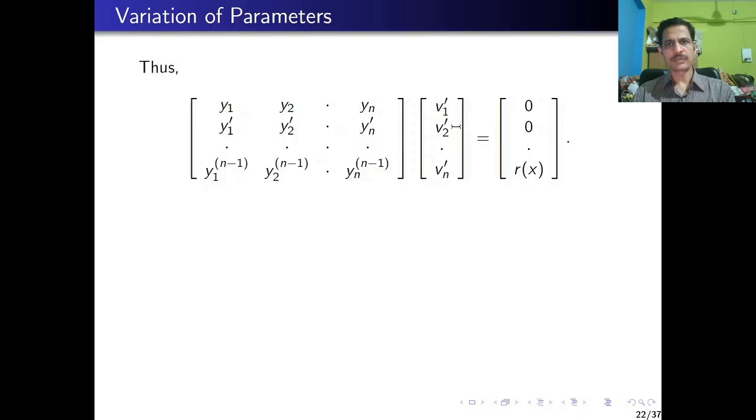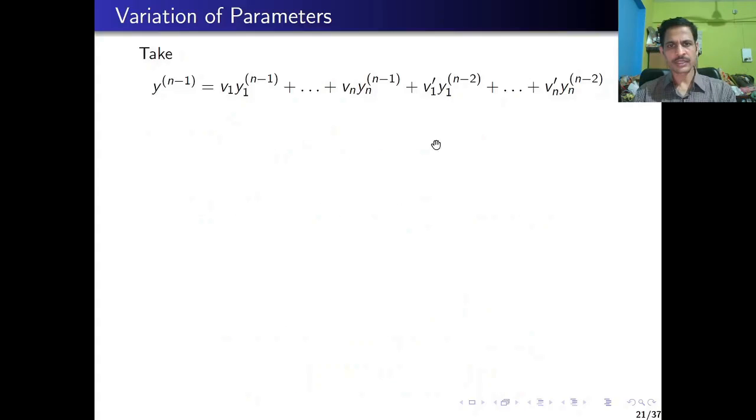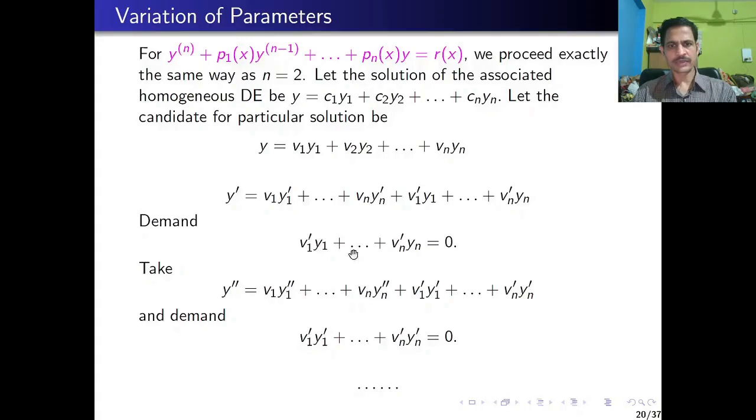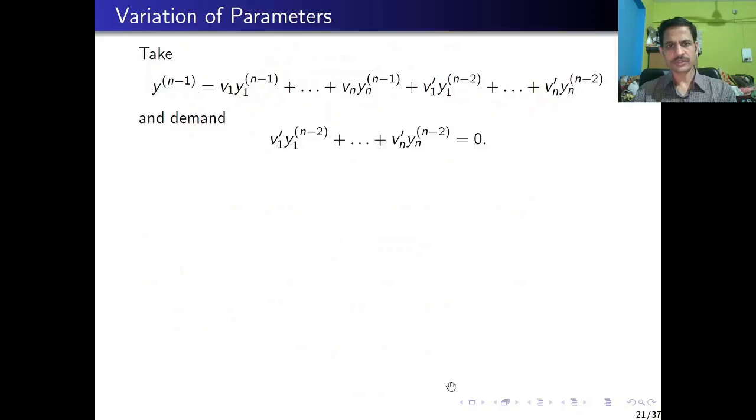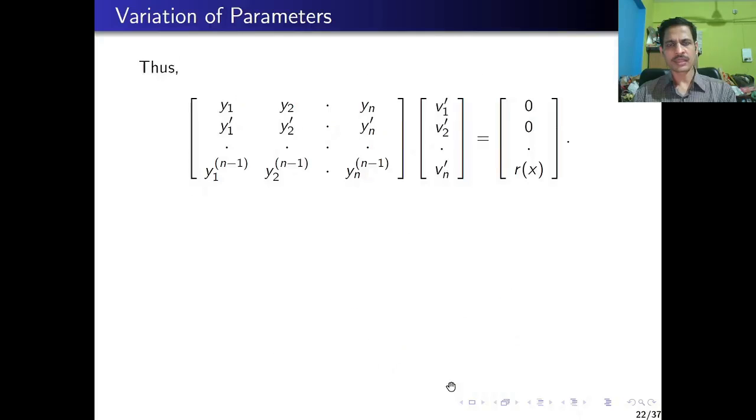This, when multiplied by the column matrix consisting of v1 prime, v2 prime up to vn prime, gives 0, 0, 0, r(x). These are precisely the equations: this one, this one, this one, this one, and the other ones which are indicated by these dots. So the n many equations form this matrix equation.